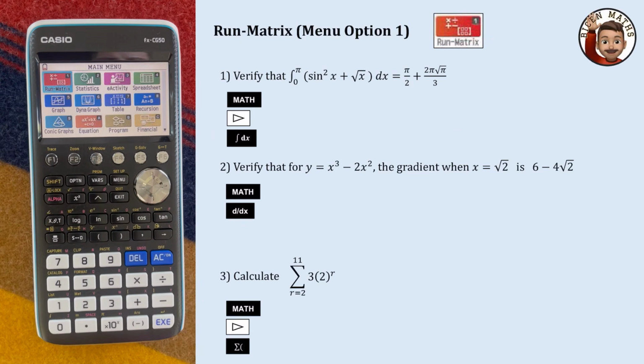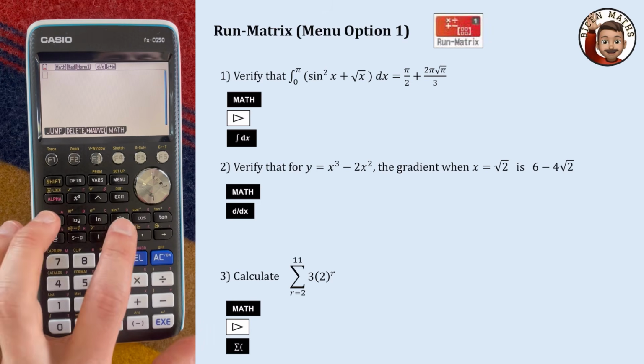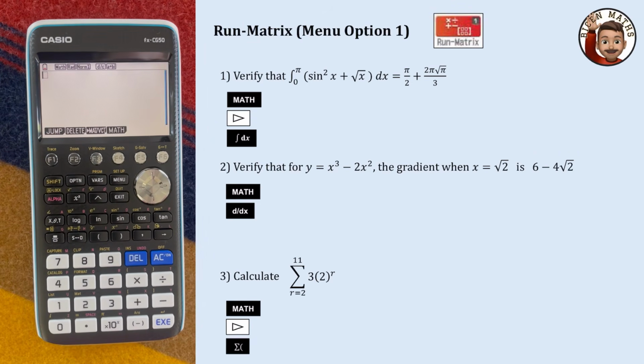to begin with. Okay, so the next part of the menu I'm going to show you is how you can use the run matrix, which is the first one you have here. You can just press number 1 to get this. So just from the menu, you can either scroll to it or you can just hit number 1. So the first thing that I'm going to show you is actually like we just did on the graph section, but we can also verify this within the run matrix section. So we're going to verify that the answer to this is pi over 2 plus 2 pi root pi over 3. So let's actually just see how we get this typed in.